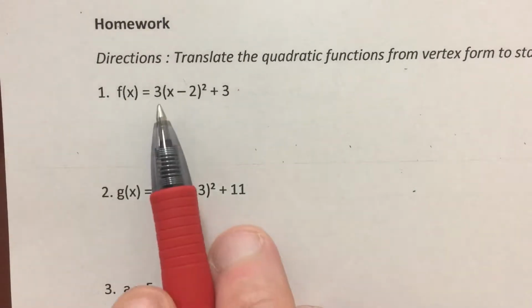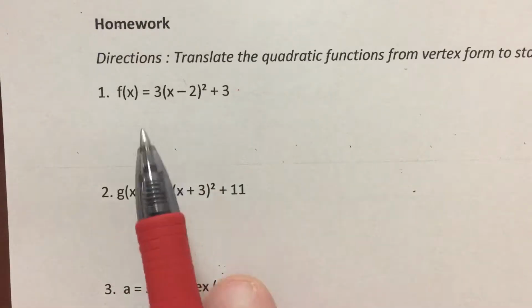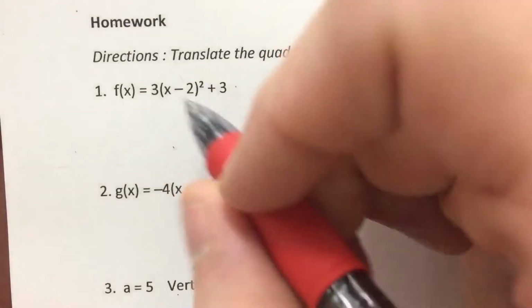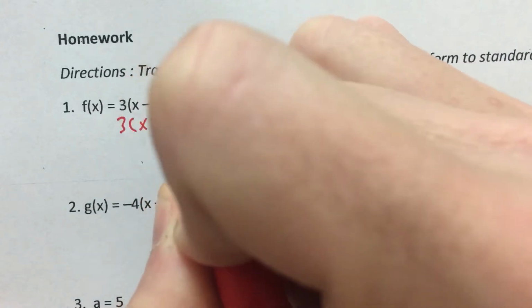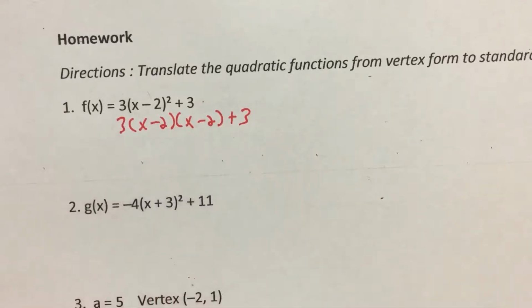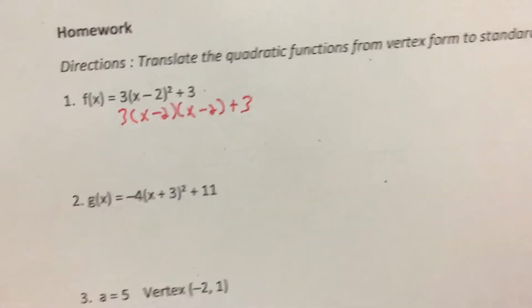Okay. So here I have 3 times x minus 2 squared plus 3. This is vertex form. I can see the parentheses with the power of 2. So my first step is going to be to write that binomial x minus 2 two times, because raising something to the power of 2 means multiplying it by itself. So we write what's called expanded form here. Notice that the 3 in front is still there and the 3 at the back is still there.